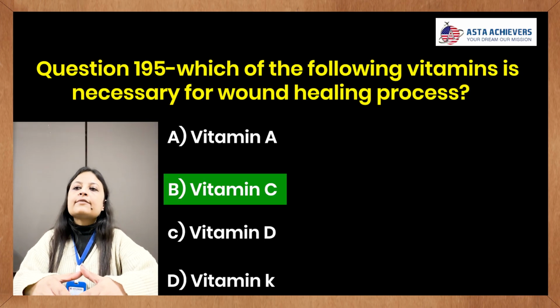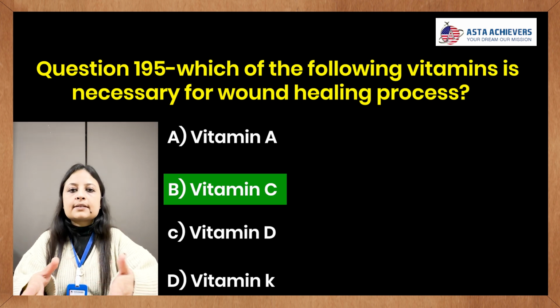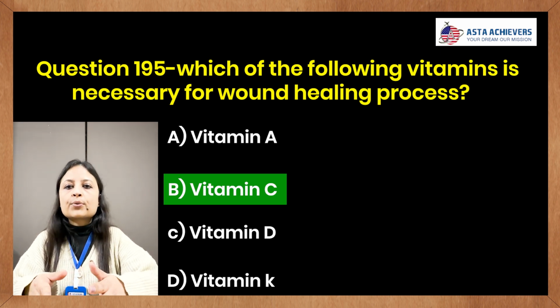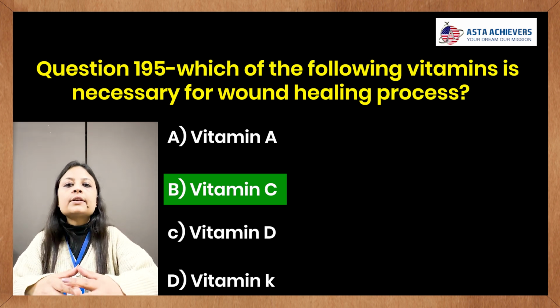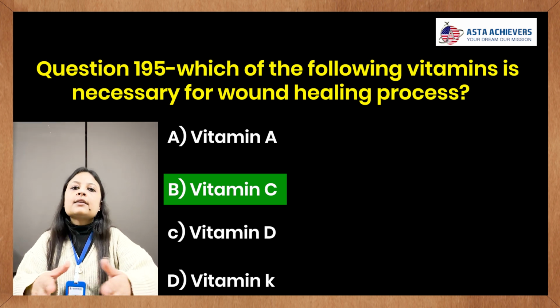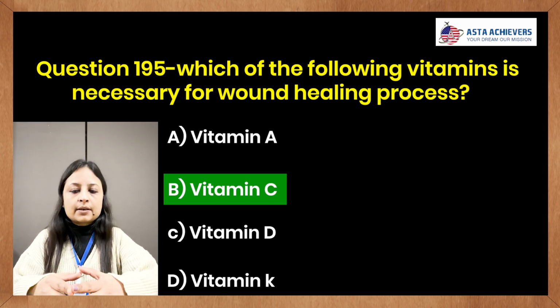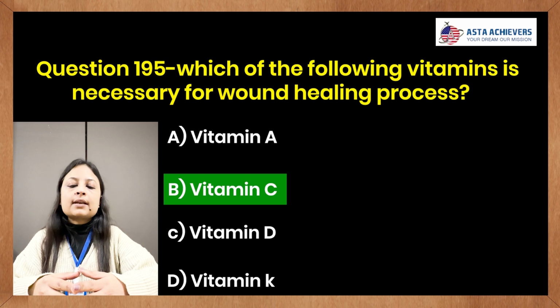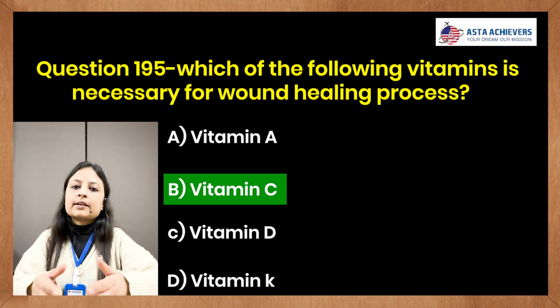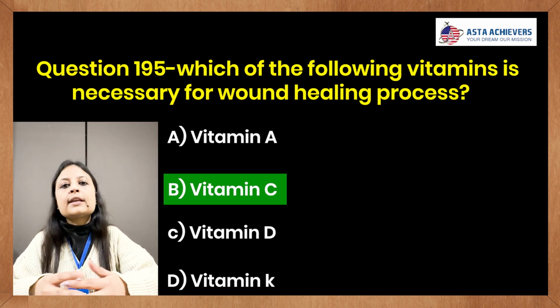Question 195. Which of the following vitamins is necessary for wound healing process? Option A, vitamin A. Option B, vitamin C. Option C, vitamin D. And option D, vitamin K. So option B, vitamin C, is the correct answer because vitamin C plays a very important role in the healing process.